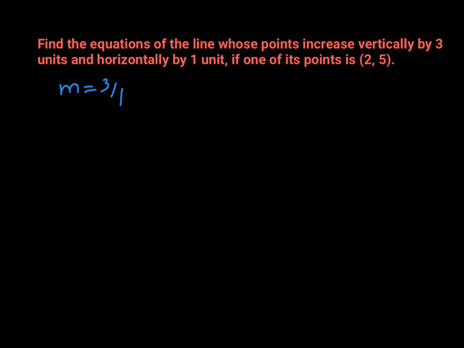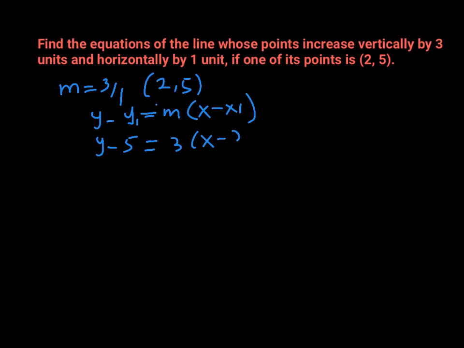So we can write the slope m as 3, m is equal to 3 over 1. Okay, so now we know the slope. We also know one of the points. One of the points is what? 2 comma 5. Okay, so now we can write the point slope equation, which is y minus y1 is equal to m into x minus x1. Okay, so we can plug in the values. y minus 5 will be equal to 3 into x minus 2. Okay, so y minus 5 will be equal to 3 times x is 3x, 3 times negative 2 is negative 6.